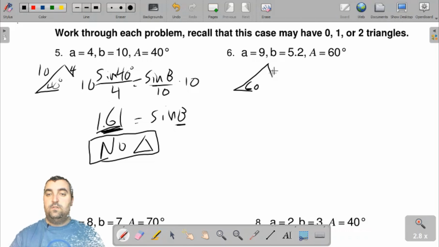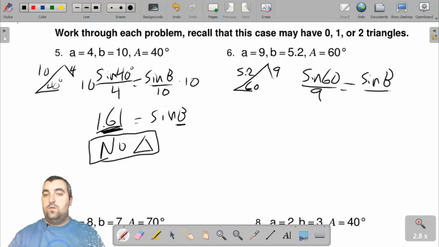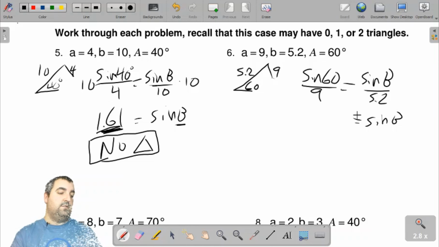60 degrees. 9 is here. Oops. 9 is here, and 5.2 is there. So I go right into setting up the law of sines. So sine of 60 over 9 equals sine of B over 5.2. Multiply by 5.2, and when I do that, I end up getting, oh yeah, I should have realized that, 0.5.